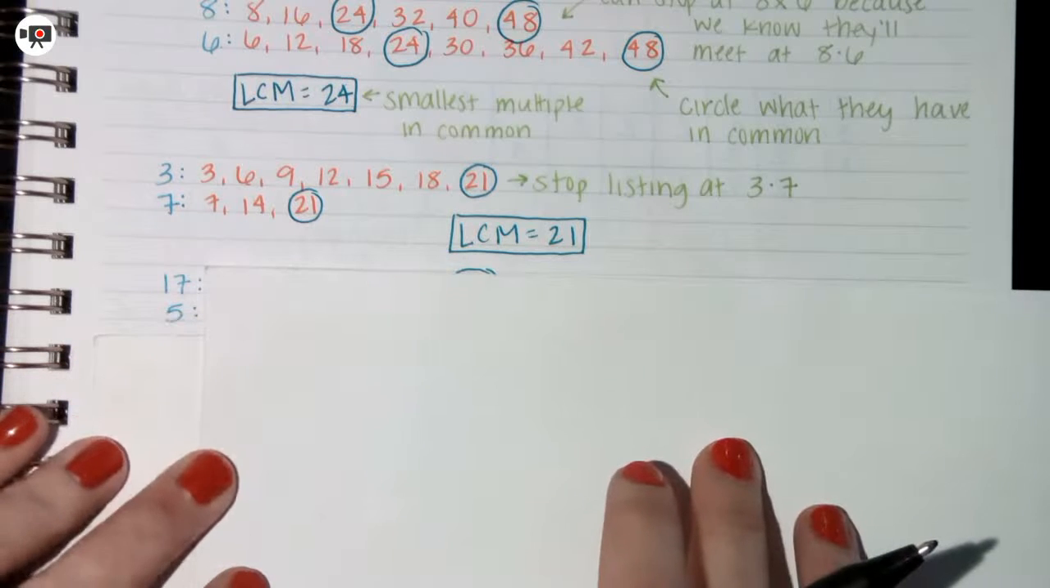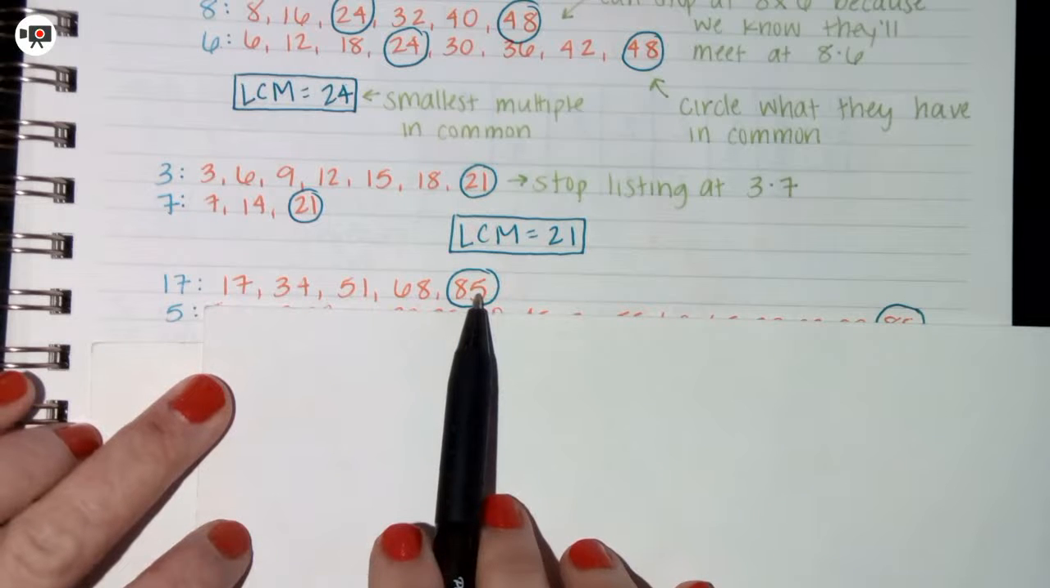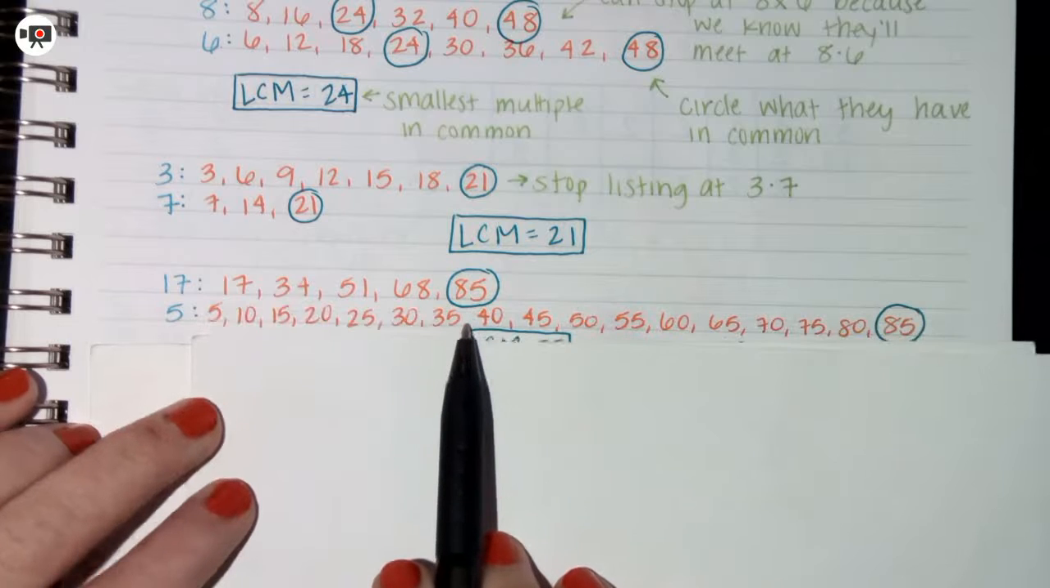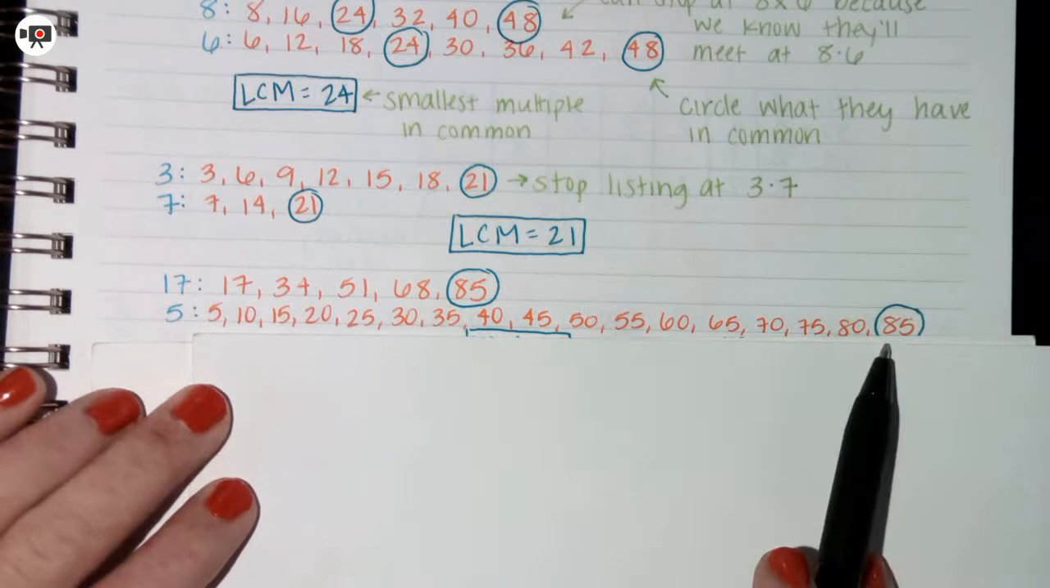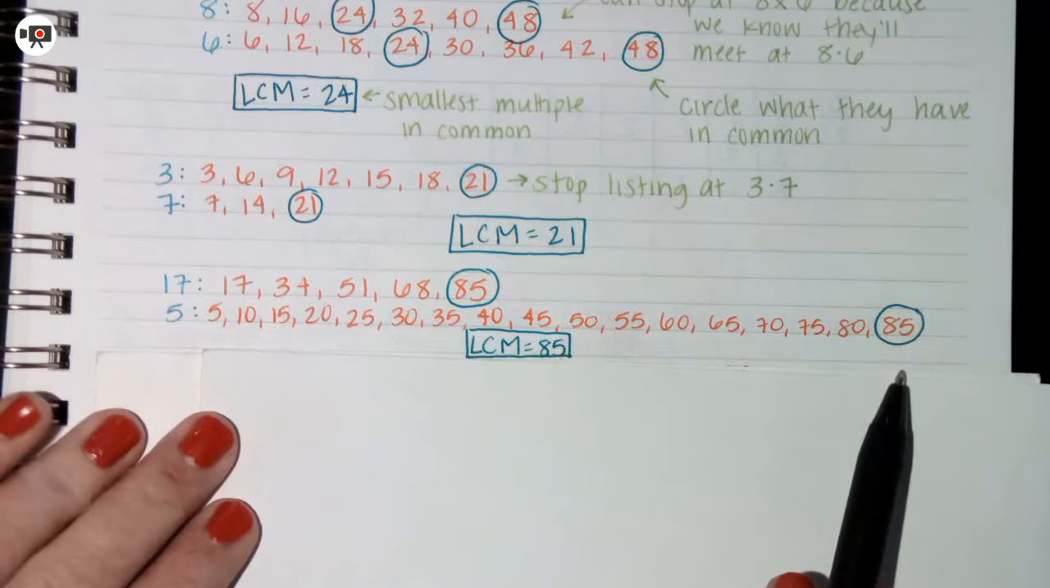Okay, between 17 and 5, I'm going to count by 17s until I get to 17 times 5, so that's 1, 2, 3, 4, 5 times. And for counting by 5s, if I list it out to 17 times, I can see the LCM is 85.